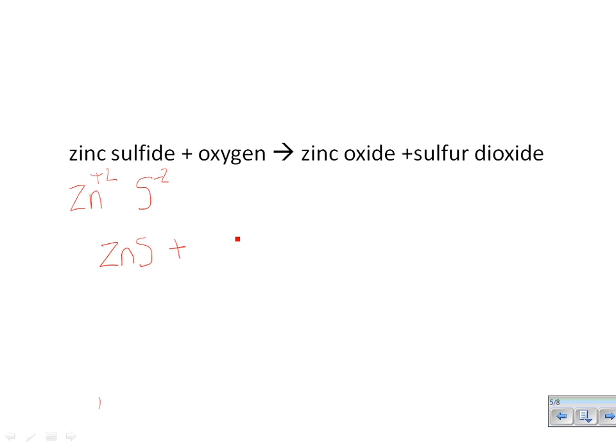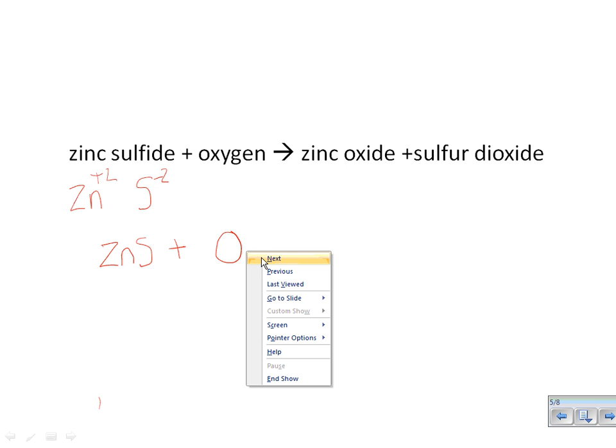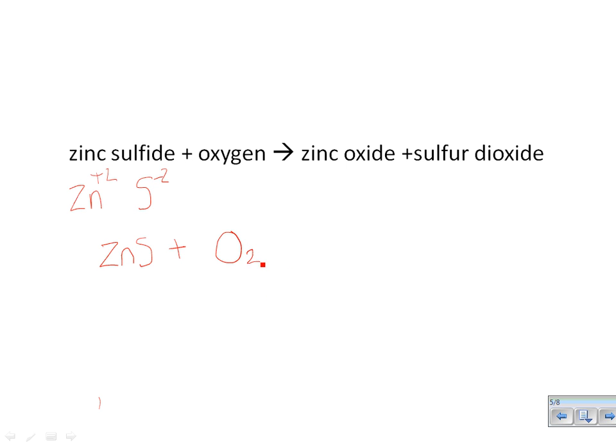The next one is oxygen. It is simply an element, so I'm going to write O. But I'm not done, because oxygen is one of those 7 special. It always, if it's alone, is a diatomic element. So we have our reactants written out.